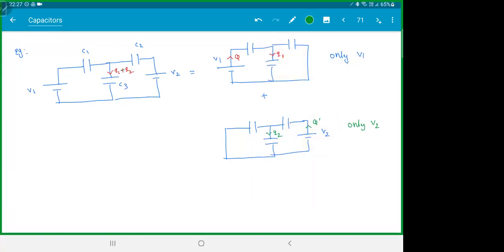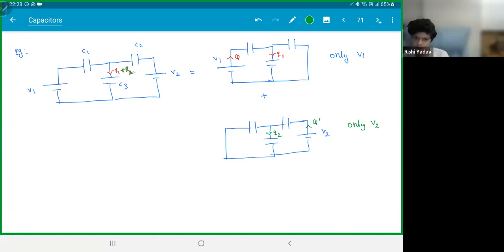You're getting the idea? This is called principle of superposition. If only battery one is there, you get charge Q1. If battery two is there, you get charge Q2. If both the batteries are there, you'll get charge Q1 plus Q2. Two batteries are two independent events. So if there are n batteries producing n different charges, then the resultant would be the sum.